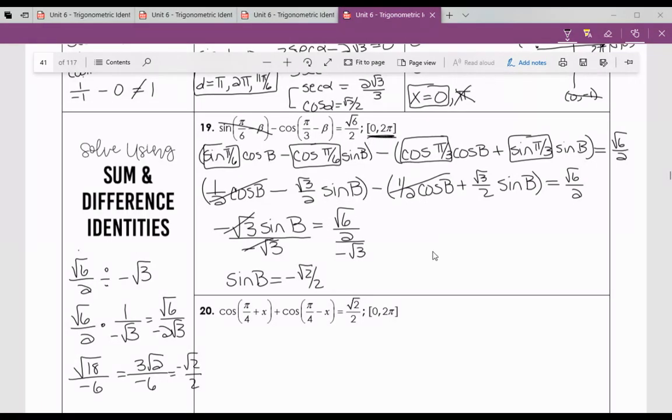Now, I am on a restricted interval, so I go from 0 to 2 pi. I need to identify the quadrants where sine is negative. That's the third and fourth quadrant. The angle that has a sine value, which is the y coordinate, in the third quadrant is 5 pi over 4. And in the fourth quadrant, it's 7 pi over 4. So my two answers are 5 pi over 4 and 7 pi over 4.